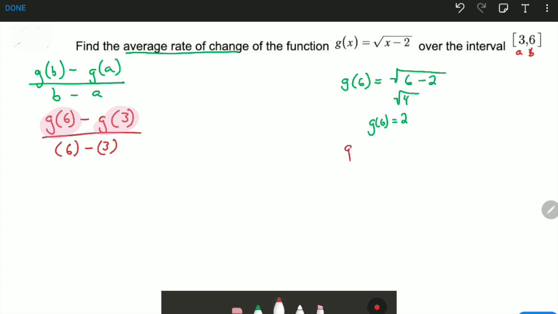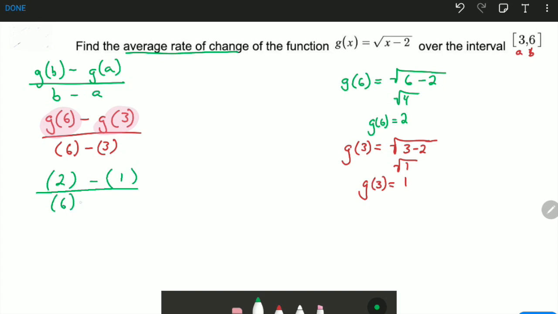We also need to know what g of 3 is. Doing the same thing, replacing x with 3. So 3 minus 2. 3 minus 2 is 1. So we have the square root of 1, which is 1. So g of 3 is 1. Now that we know the y values at each of the endpoints of our interval, we shall go ahead and plug them in. So g of 6 is 2, minus g of 3 is 1, over 6 minus 3.